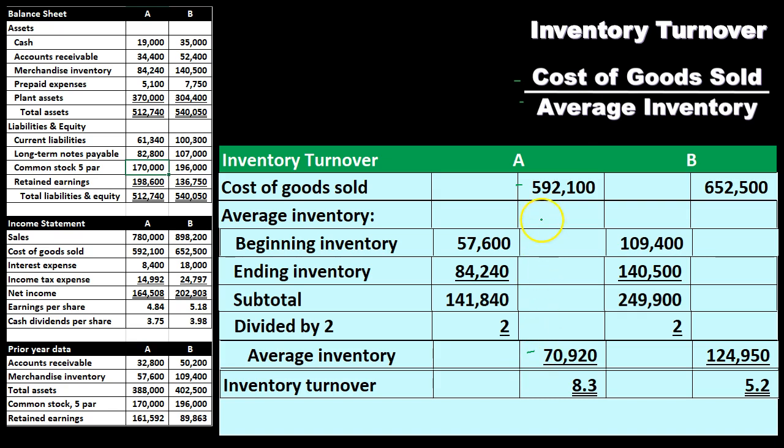And so if we divide this into the cost of goods sold, we're calculating how many times that average inventory is turning over. And we would like to have it turn over more generally, because that would mean that we're selling the inventory and not holding on to it as much. We would rather be selling our inventory faster and spending less time and effort and money and risk holding on to the inventory for a longer period of time. So in that case, A is looking better at the 8.3 than B at the 5.2.